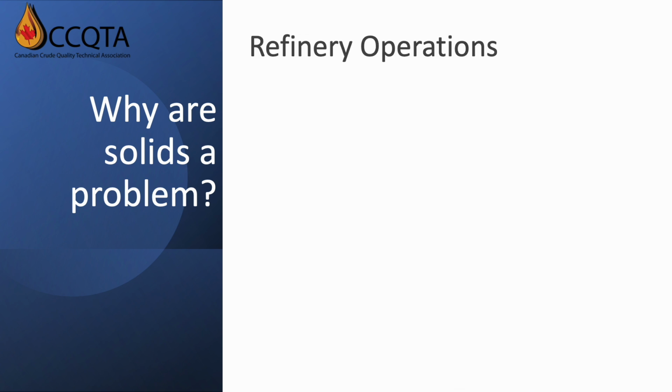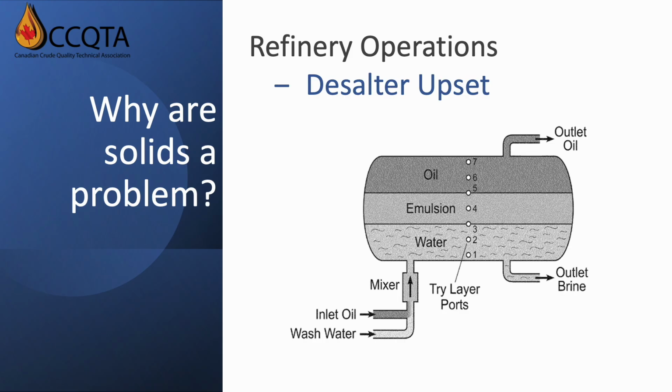If you're a refiner receiving the crude, solids cause several issues. The most acute problem is upsets to the desalter because it quickly impacts crude processing and throughput. Upsets typically occur when an emulsion layer forms at the oil-water interface. An emulsion layer can build up with little indication that it's forming until the desalter is already in an upset condition.